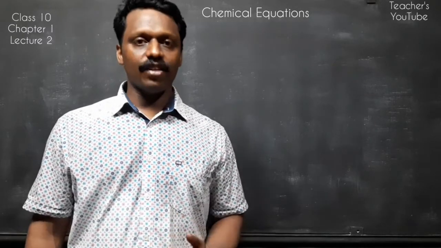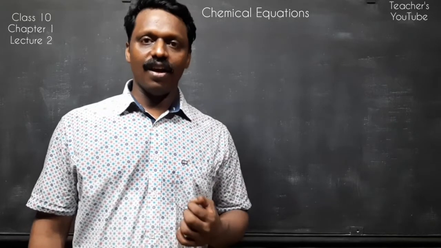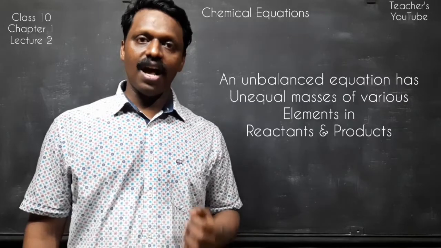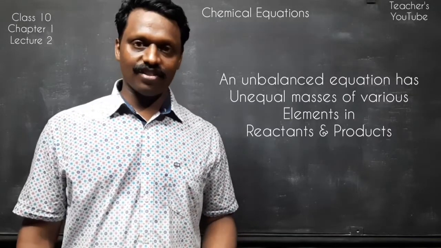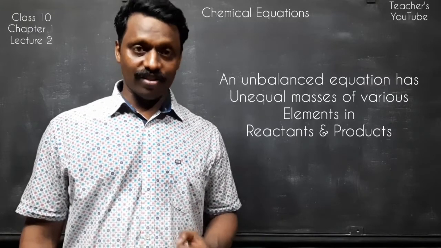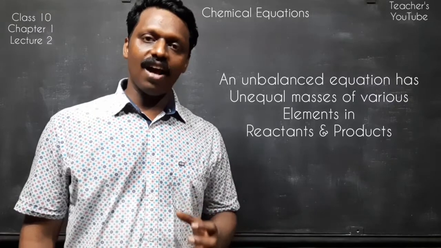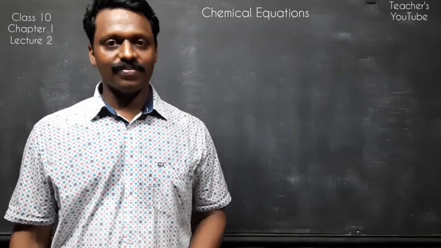Since the number of atoms of various elements in reactants and products is unequal, we can say that an unbalanced equation has unequal masses of various elements in reactants and products. Once again, an unbalanced chemical equation has unequal masses of various elements in reactants and products.